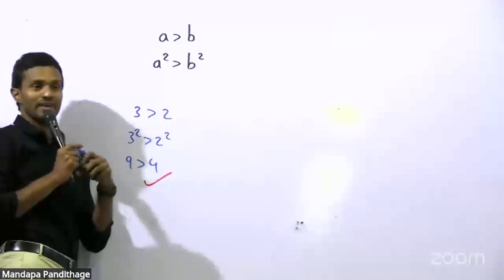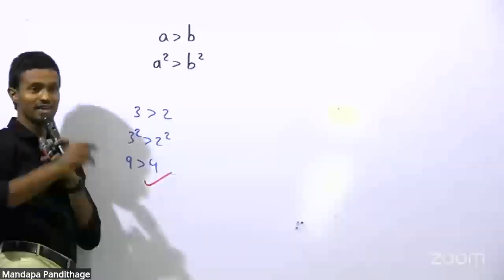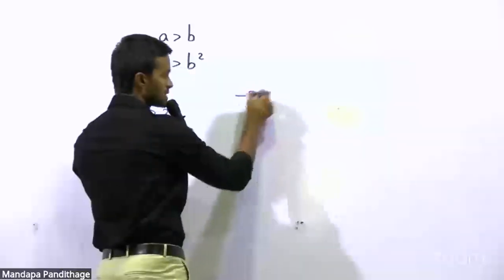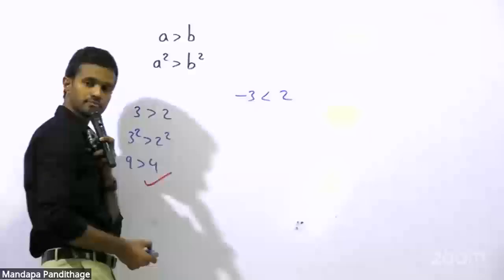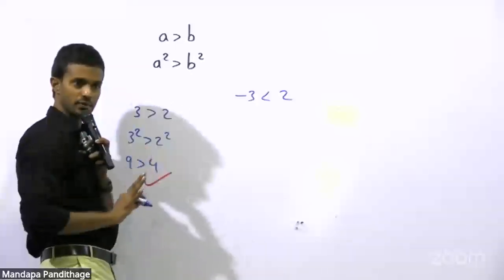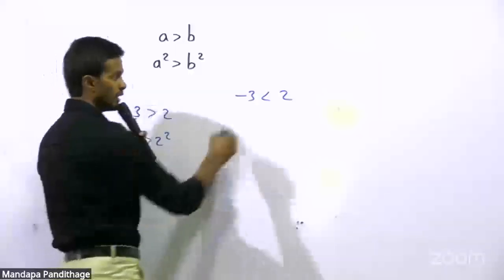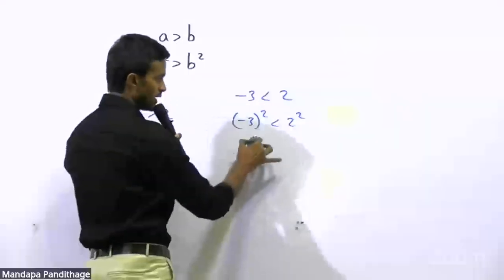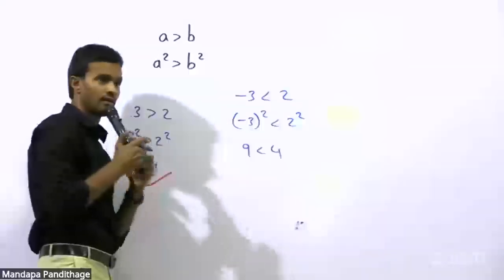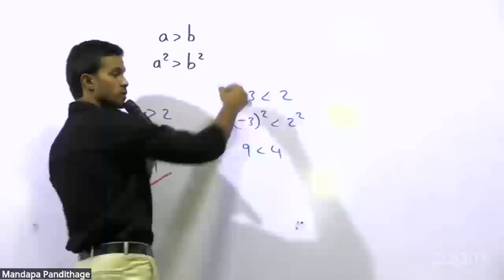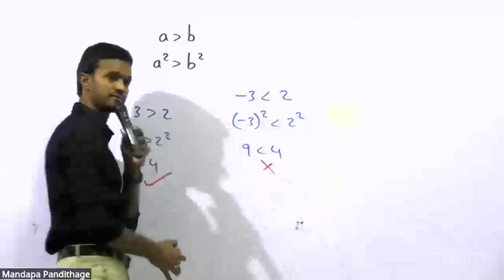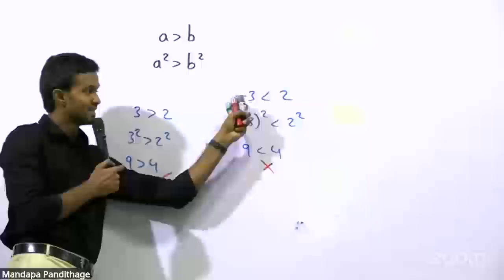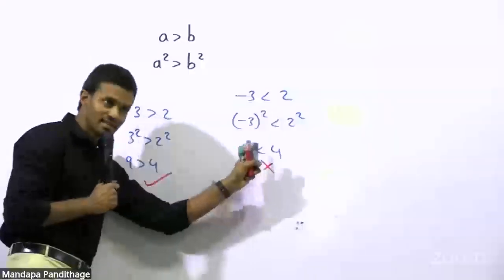Now look at this. If I take an example that minus 3 is less than 2, this is correct too. Minus 3 is less than 2. You admit it? And now if I square this, you get 9 is less than 4. Now squaring both sides of the inequality is wrong. It's wrong because minus 3 is less than 2, but 9 is not less than 4.